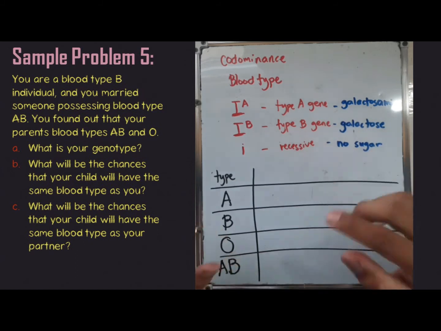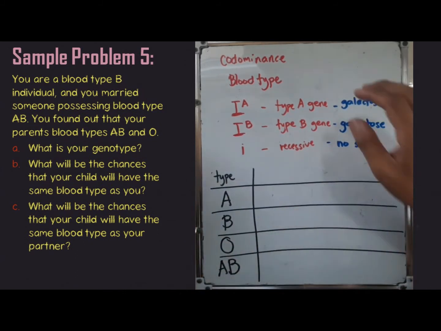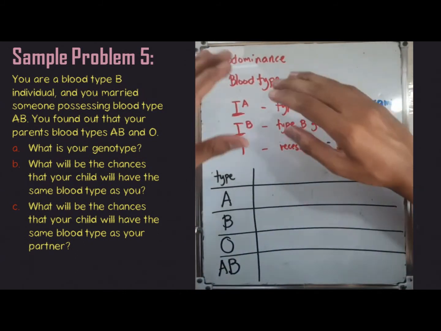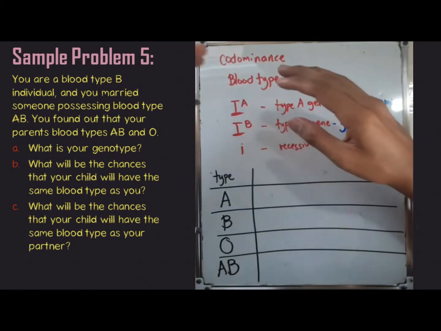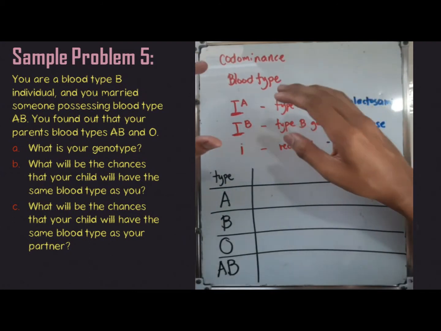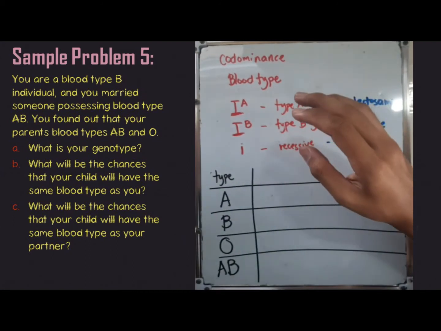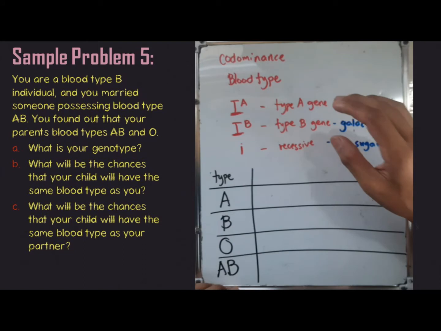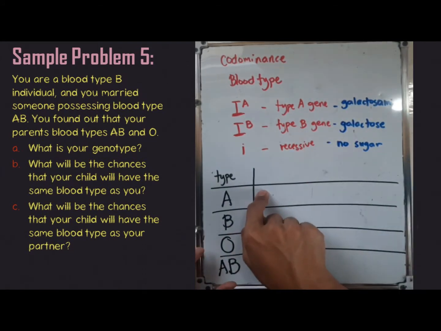So, it is known as codominance because these different types of genes can co-inhabit in any individual possessing the same types of dominant genes. And the presence of these different types of genes determines what our blood types would be.